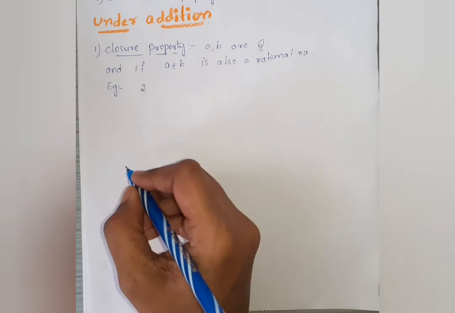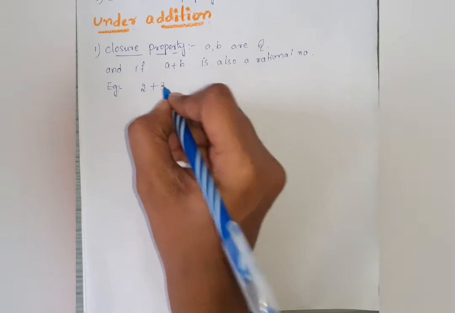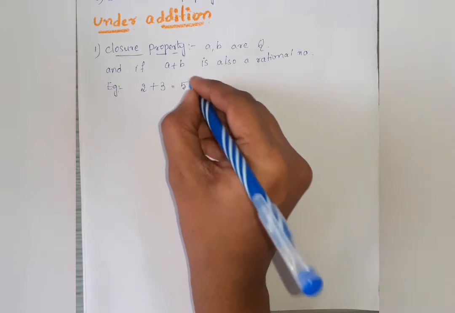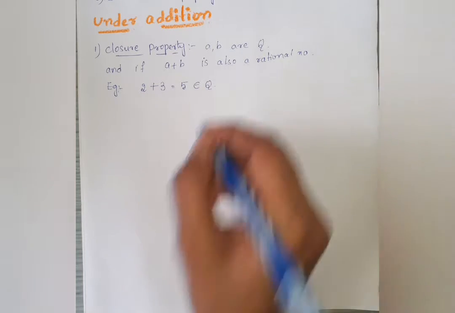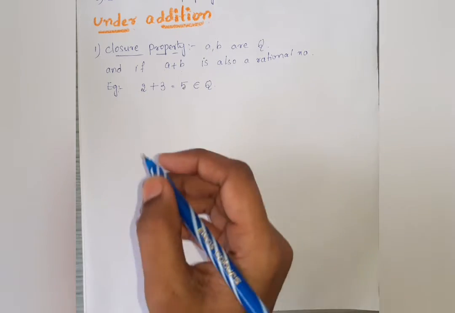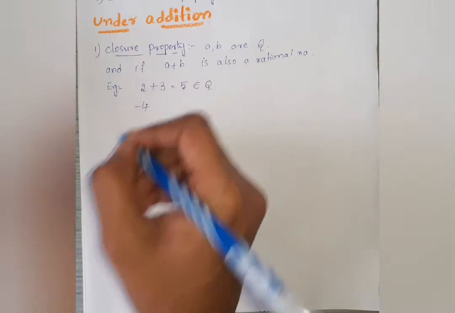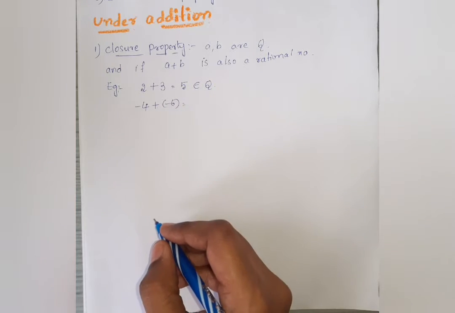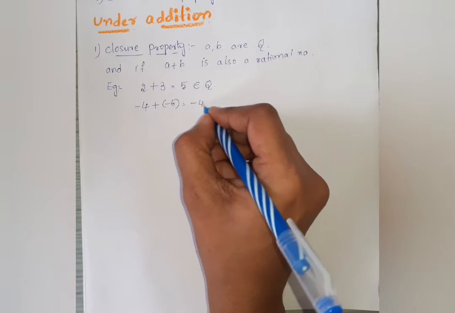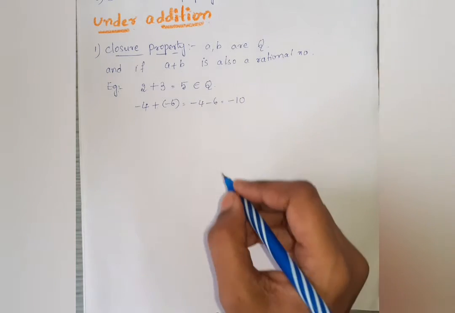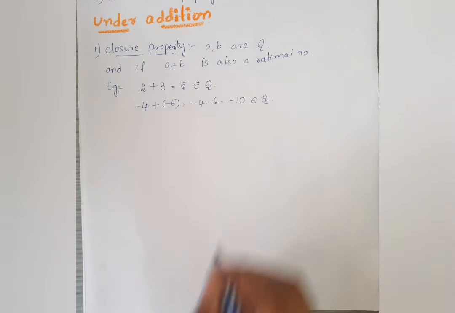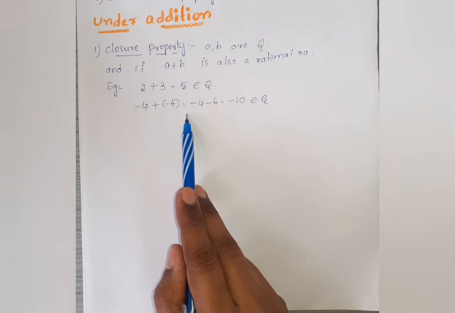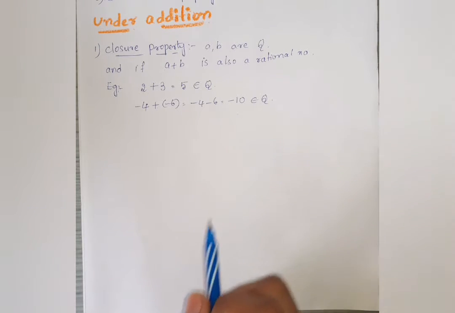Suppose 2 is one rational number, 3 is one rational number. I am taking two rational numbers and adding. So what am I getting? Answer 5. So 5 belongs to the rational numbers, so it is satisfying, isn't it? Let me give another example also. Minus 4 is also a rational number, plus minus 6 is also a rational number. So minus 4 plus minus 6 is minus 10. So minus 10 also belongs to the rational numbers. Yes, isn't it? So then we say that rational numbers are closed under addition.